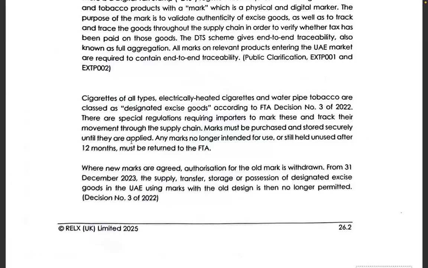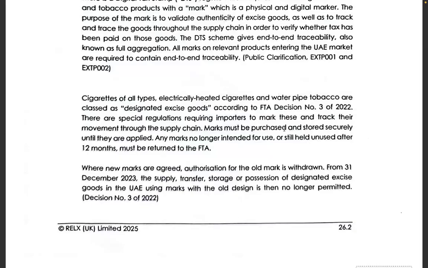Any marks no longer intended for use or still held unused after 12 months must be returned to the Federal Tax Authority. Let us read again. Cigarettes of all types, whether electrically heated cigarettes or water pipe tobaccos, are classed as designated excise goods according to the decision of FTA. There are special regulations requiring importers to mark these designated excise goods and track their movement throughout the supply chain. So it is a requirement on importers.